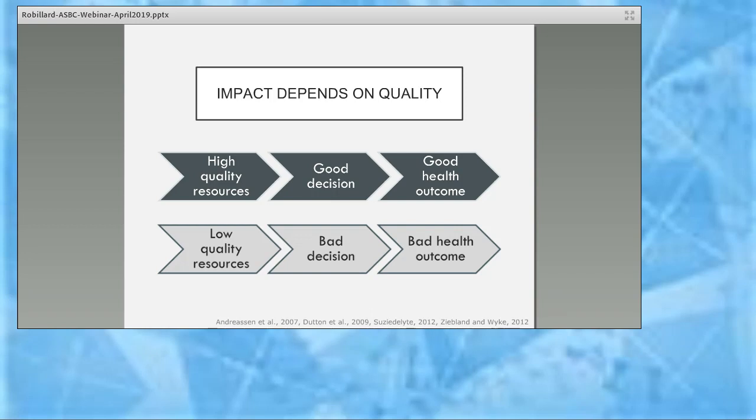On the other hand, if we consult low quality resources like this article about drinking champagne, then we're more likely to make a bad decision, like spending all our money on champagne, and then resulting in a bad health outcome as a result of drinking too much alcohol, as well as bad financial outcome in spending all this money on Dom Pérignon.